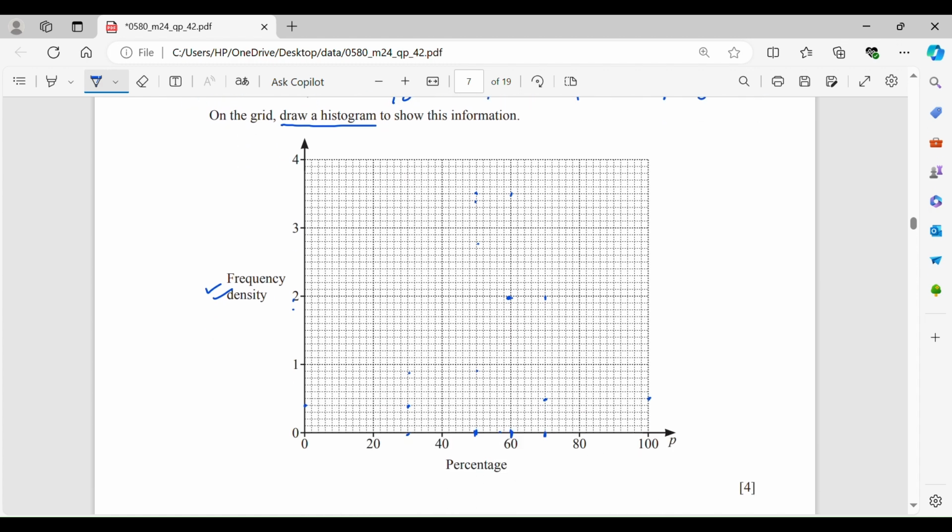Now first is 0 to 30. I had already marked the points so that it will not take the time. So it is this and this, join this. Next will be 30 to 50. So this will be, and it is 0.9. Now next will be 50 to 60. This will be 3.5.